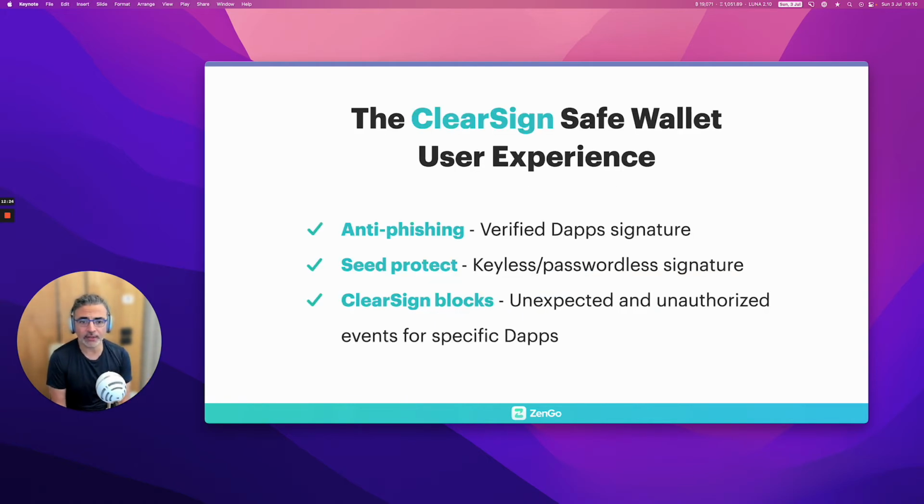So ClearSign is a safe signing wallet experience. It protects you against phishing. It protects your seed phrase, because there is no seed phrase to steal, and it will block unexpected and unauthorized events from specific applications.